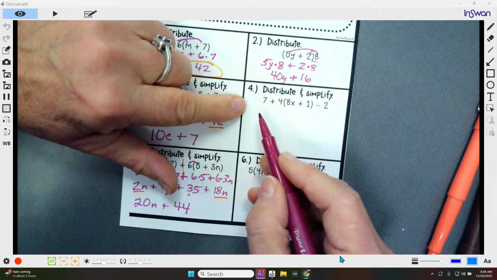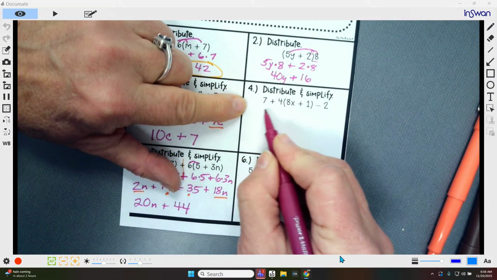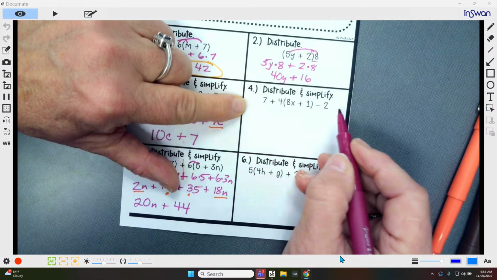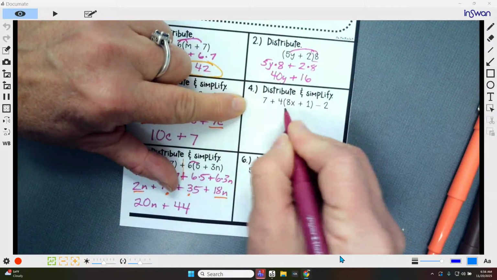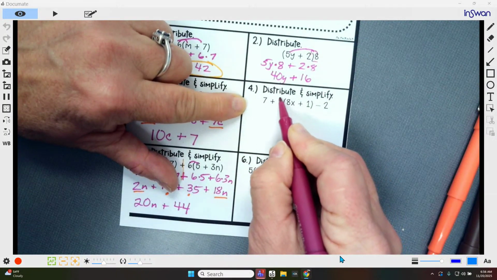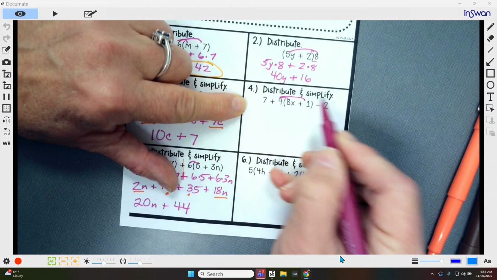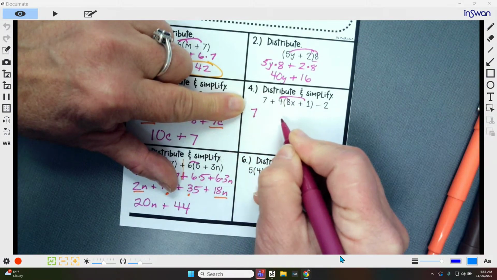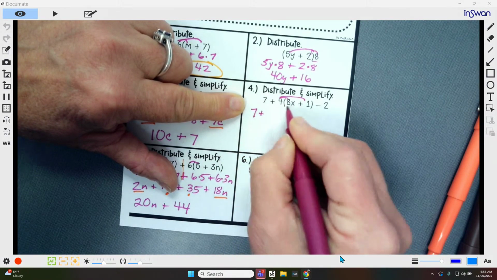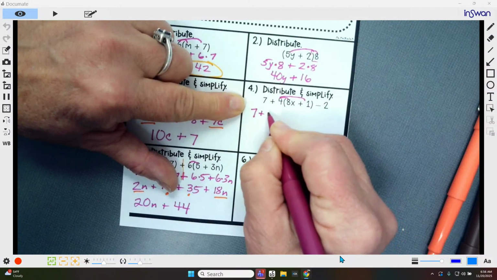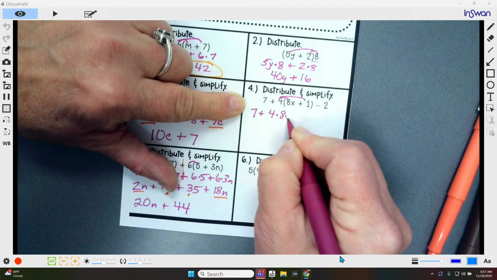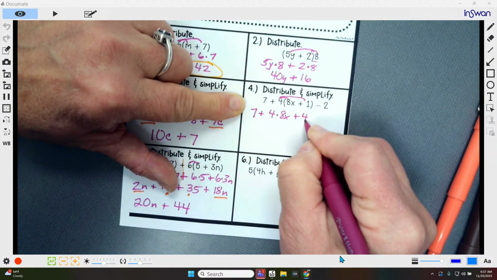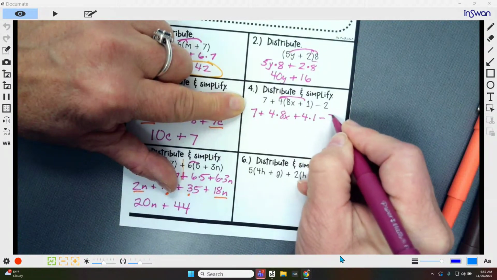On number 4, you have a term in front of the parentheses and a term after the parentheses. That doesn't matter. I'm still going to solve it the same way. I'm going to distribute the 4 times 8x plus the 4 times 1, but I'm combining it with this. So I'm not doing anything with the 7 yet, so I just bring that down. 7 plus the first term is 8x, so that's going to be 4 times 8x, then plus, and then the second term is 1, so 4 times 1, and then minus 2.